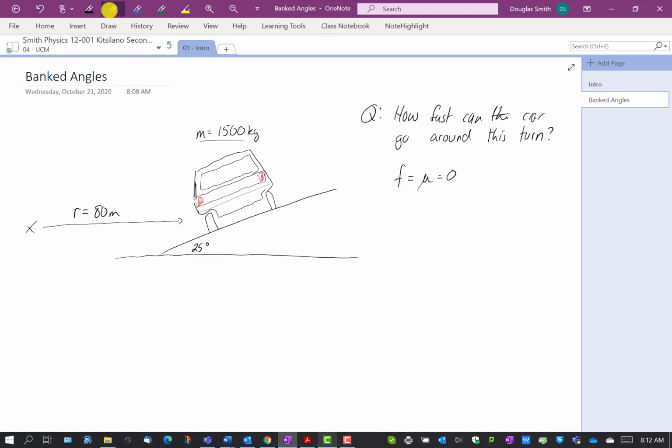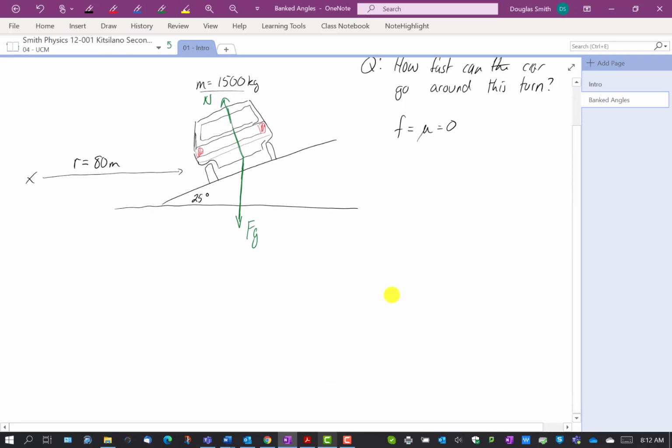So the first thing I would do is draw a force diagram. I'll first draw the forces on the drawing, and then I'll do a force diagram. So there's Fg down, and actually the only other force acting on this is the normal force. So that's it. Let me redraw the force diagram over here.